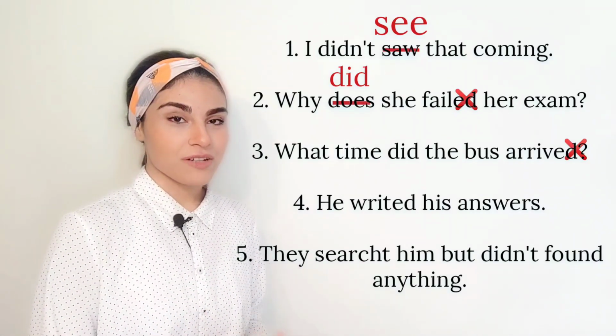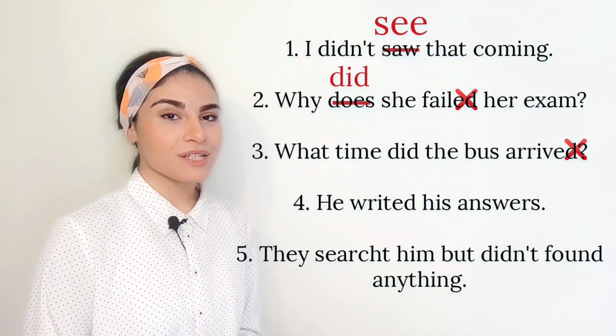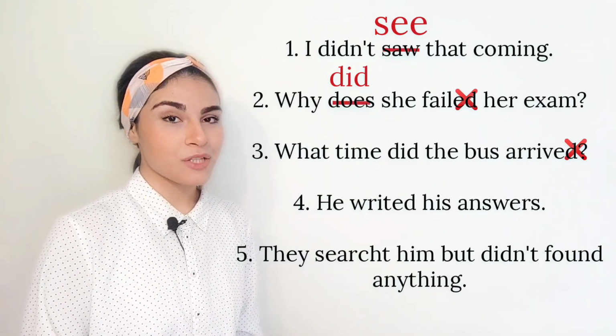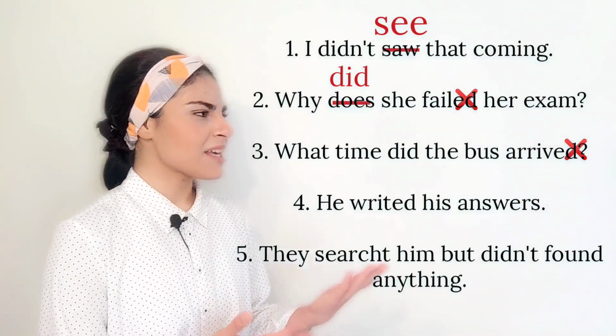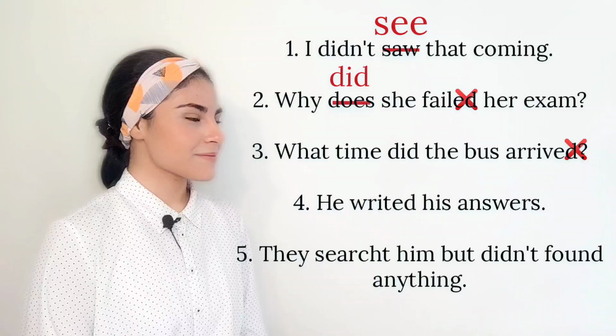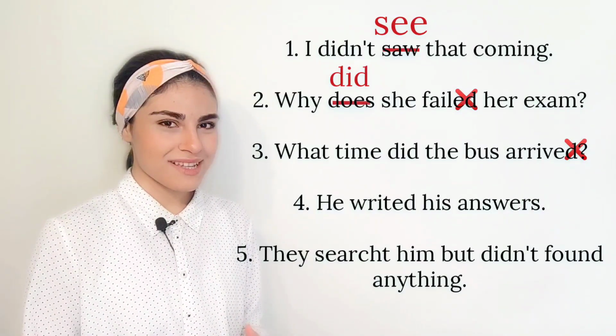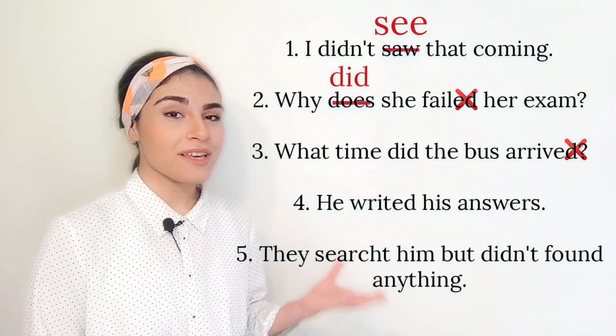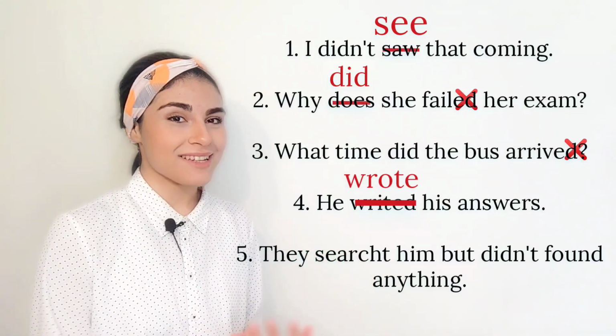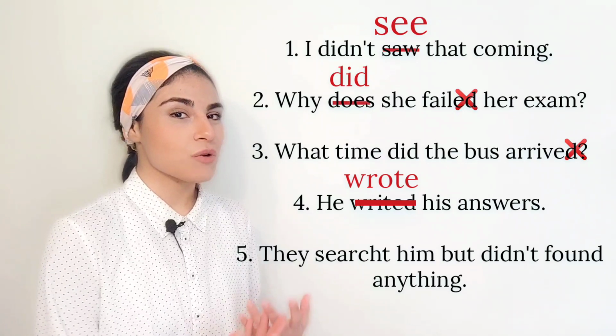Again, it's a question form. We do not need the past form of the main verb. It should be the base form. He wrote the answers. It doesn't seem wrong, does it? But it is, because write is an irregular verb and we shouldn't add ed. We have to learn it. It's wrote.